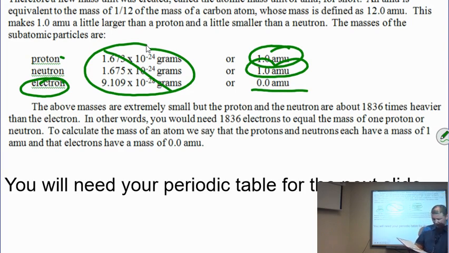The above masses are extremely small, but the proton and neutrons are 1,836 times heavier than the electron. In other words, I would need 1,836 electrons to equal the mass of one proton or one neutron. To calculate the mass of an atom, we say that the protons and neutrons have a mass of 1 AMU and electrons have a mass of 0 AMU. You're going to need your periodic table for the next slide.